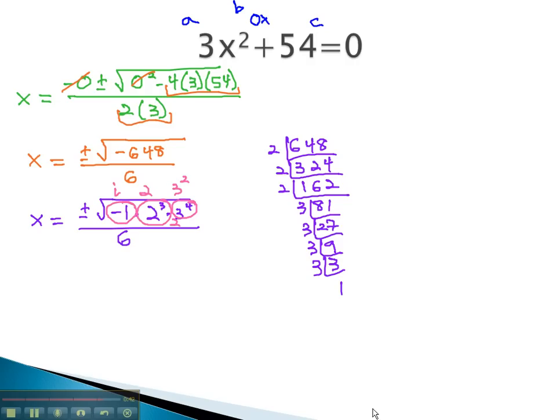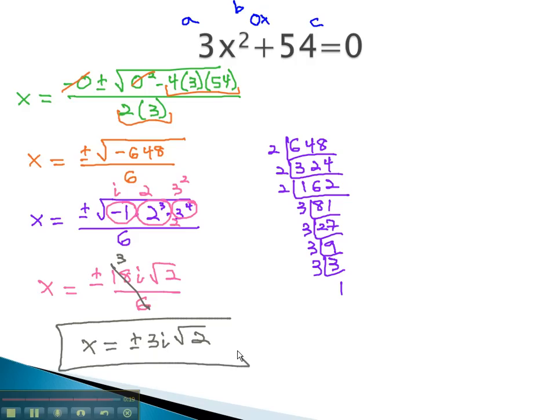an i. This means we have x is equal to plus or minus 18i times the square root of 2 over 6. We can then simplify the 18 over 6 to get 3, and x is equal to plus or minus 3i times the square root of 2. And this becomes our final solution.